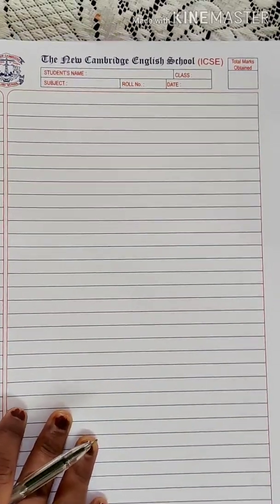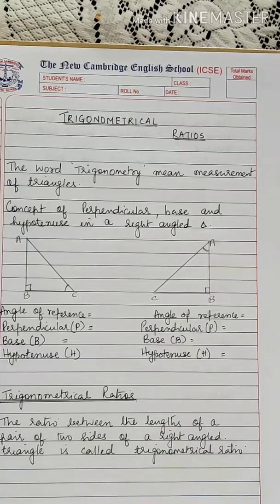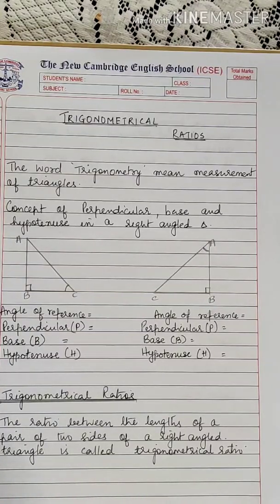Hello students. In today's class we are going to learn a very important part of higher mathematics and science, that is trigonometry. What do you mean by trigonometry? The word trigonometry means measurement of triangles, especially the right angle triangles. Now what is this trigonometry? Actually it gives the relation between the length of triangle and the angle of the triangle.